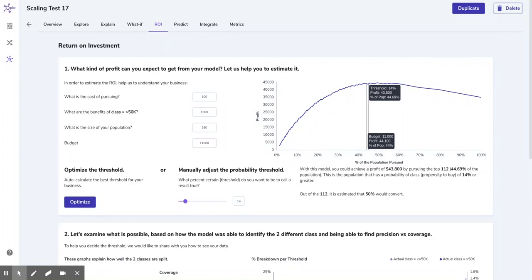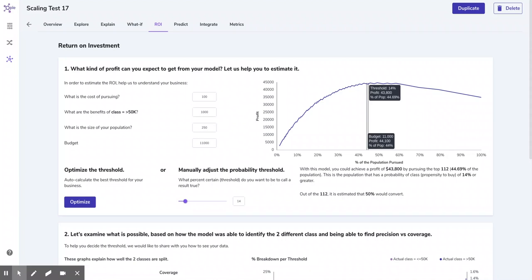I want to show the return on investment page that we have. So what is this? Let's start with the example here. The data set is where you're trying to predict propensity to buy. So you have a bunch of sales leads and information about them, and you have information on whether you were able to close the deal and make the sale or not.